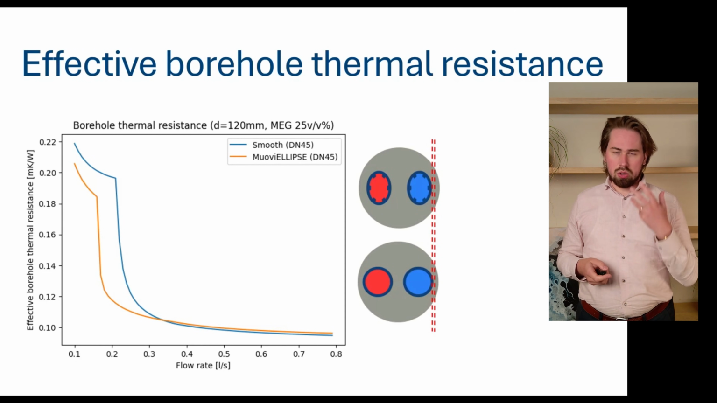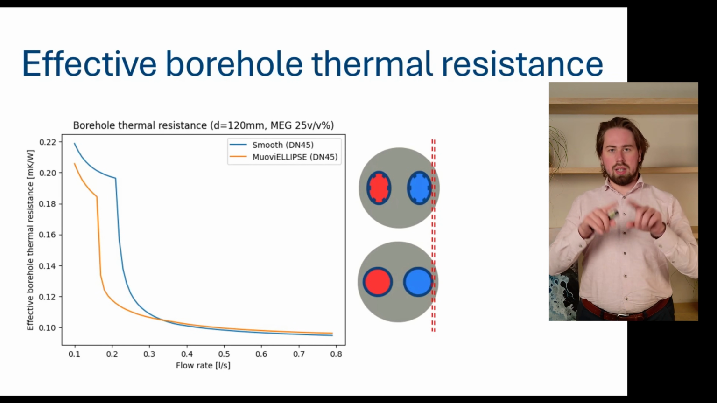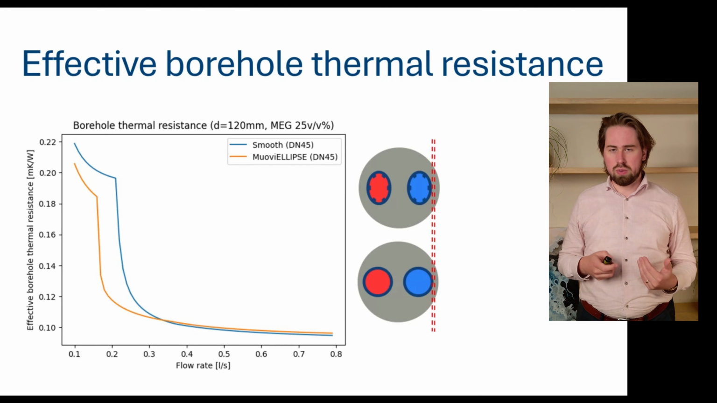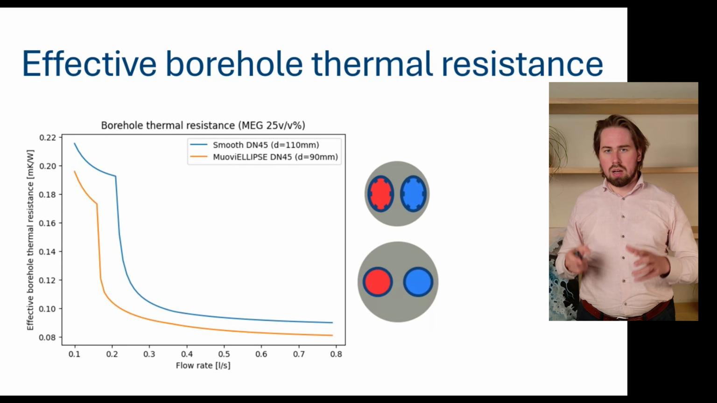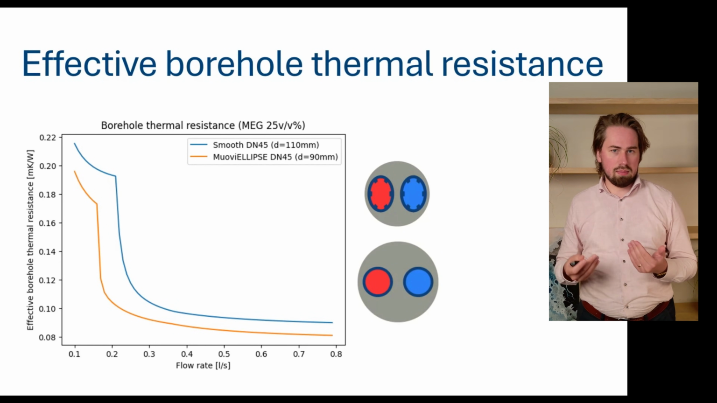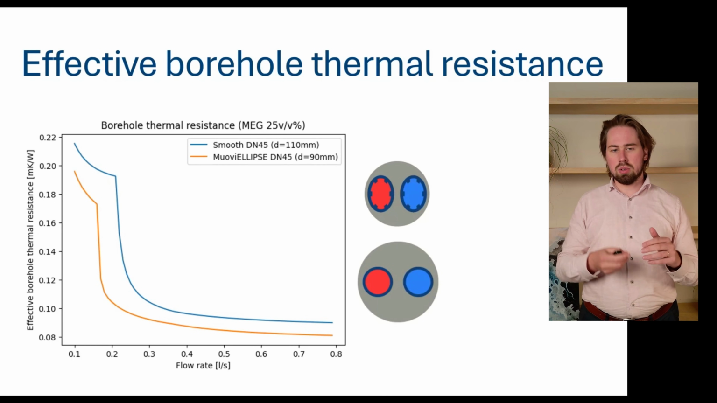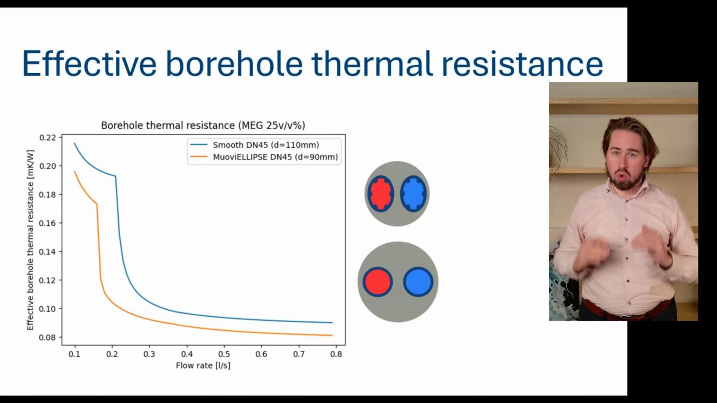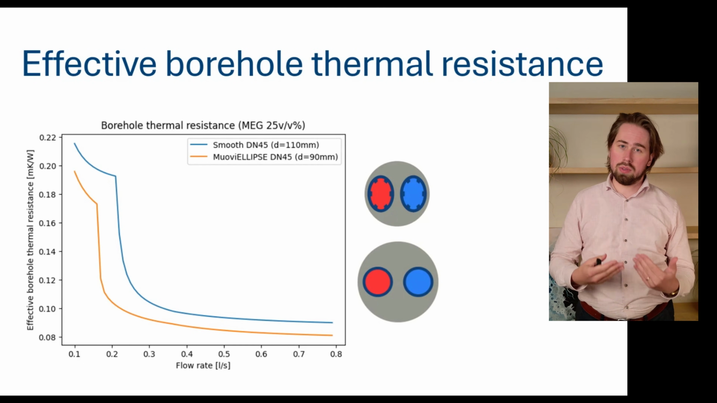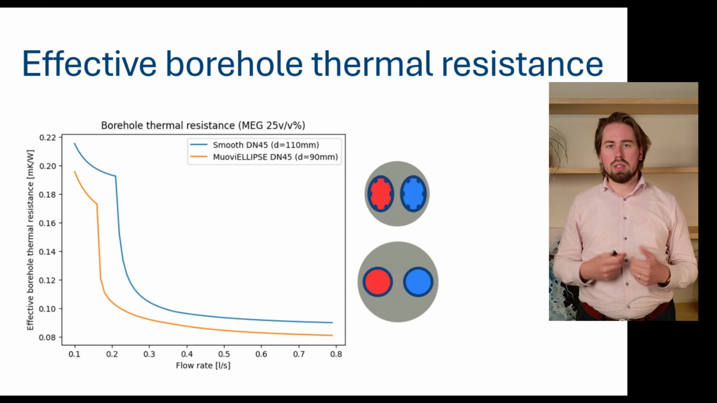But the whole philosophy, the whole reason why the MuoviELLIPSE was developed, is that due to the elliptical shape, it's easier to install these probes in slightly smaller boreholes. So when the same comparison is done, but now using a DN90, a 90 millimeter borehole for the MuoviELLIPSE, you see that the transition to turbulence still happens at the same flow rate, but now the borehole resistance is lower for every flow rate, basically due to the smaller borehole diameter. Because if the borehole diameter is smaller, there is less grout resistance and the heat transfer also is easier.